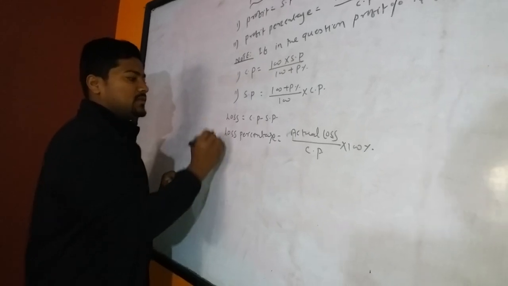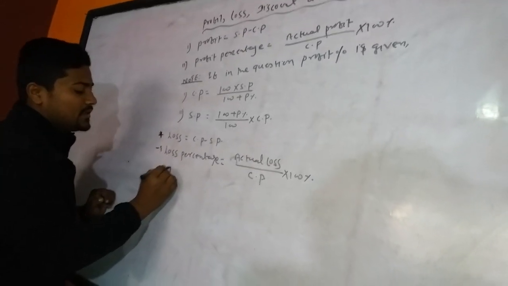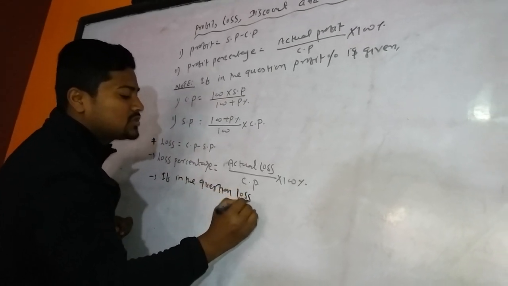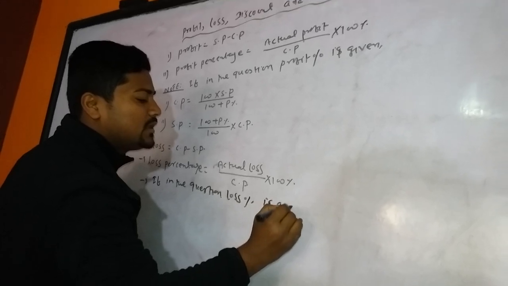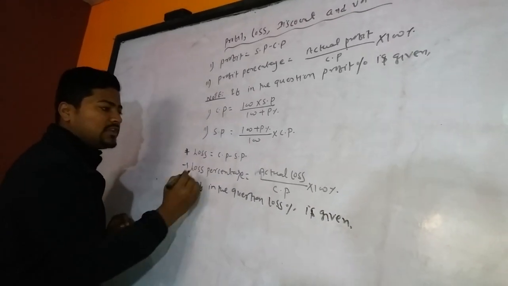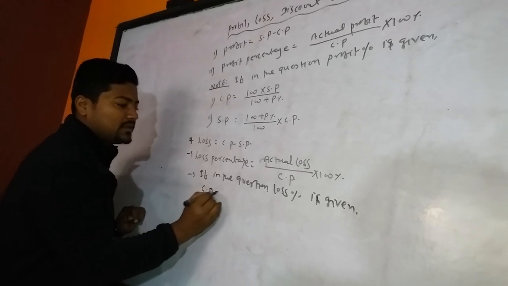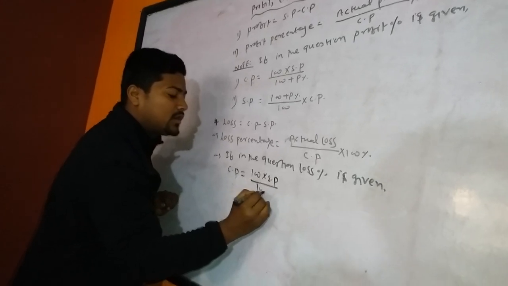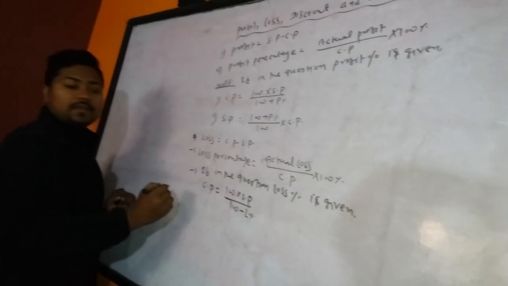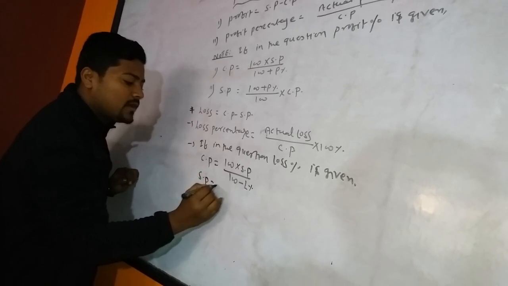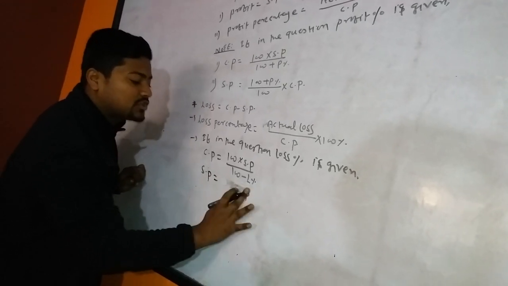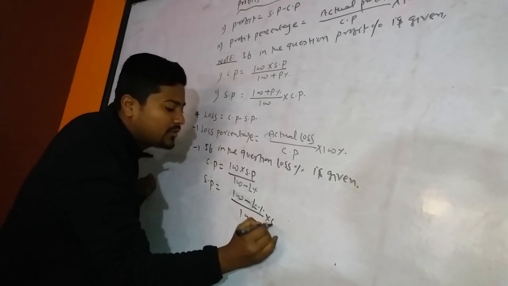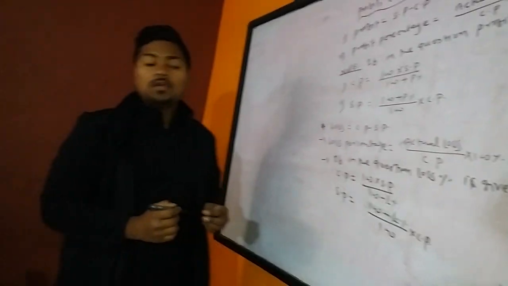So if in the question the loss percentage is given, then what is the formula to find out the CP? Comparing with the previous one, it is 100 into SP upon 100 minus loss percentage. And what is the formula to find out the SP? Sorry, it is 100 minus loss percent upon 100 into CP. So this is all about profit and loss.